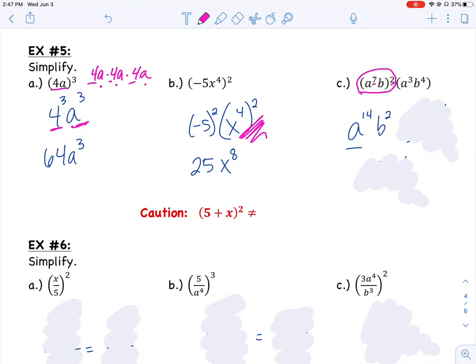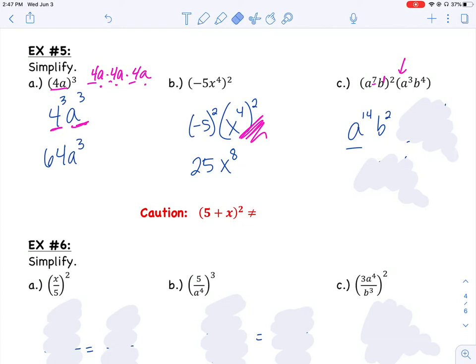So I'm doing 7 times 2. That's where I got the a to the 14th. I'm doing a b to the 1st, right, raised to the 2nd power, so I'm really going to multiply their exponents, and I got b squared. Now don't forget, we have this second piece here in the back, and because it was right next to the other piece, I know I'm multiplying.